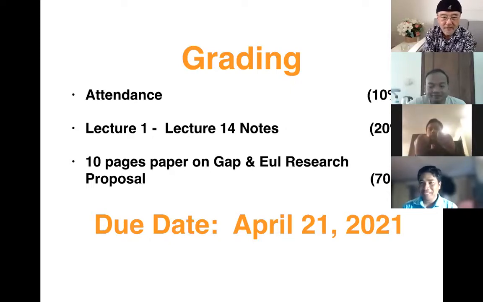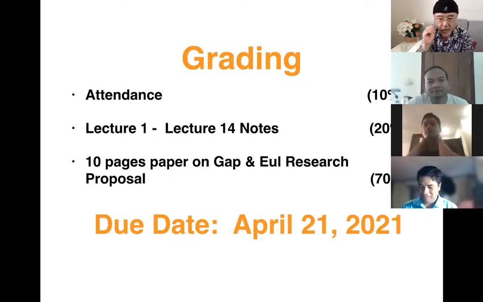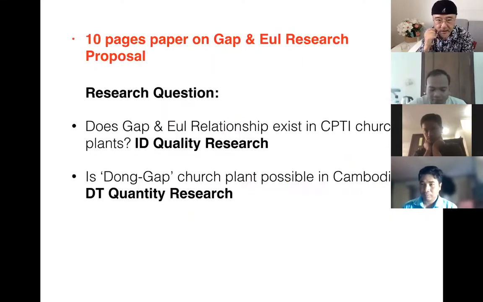Attendance is 10%. Your notes, lecture 1 through 14, will be 20% of your grade, and a 10 pages paper on Gap Eul Research Proposal. That will be your 70%. And I'm going to explain to you more. It'll be due 3 weeks after our class is over. Our class will be over on March 31st. So I'm giving you 3 weeks. And then the 10-page paper on Gap Eul Research Proposal.